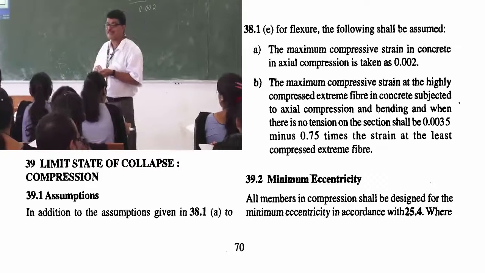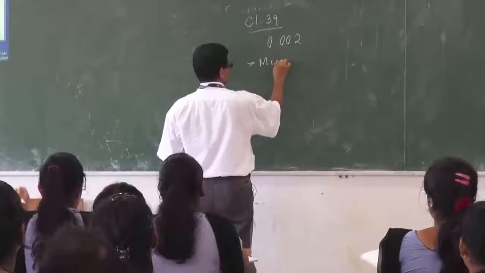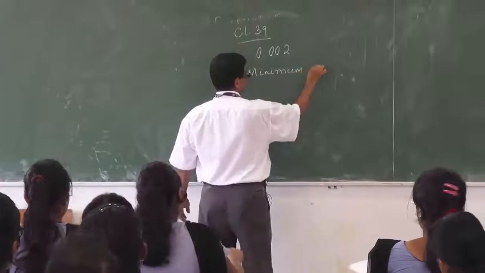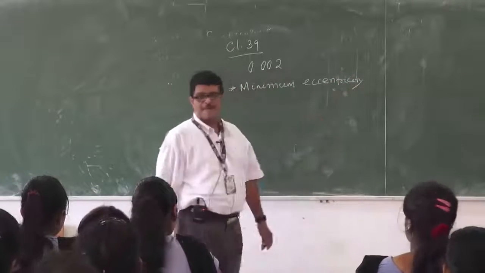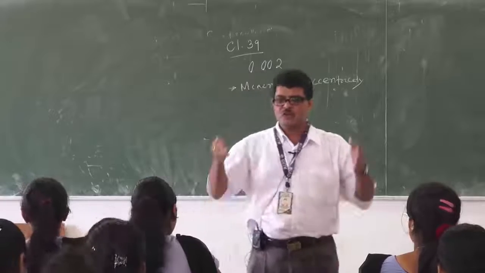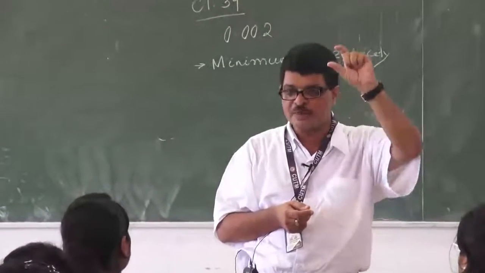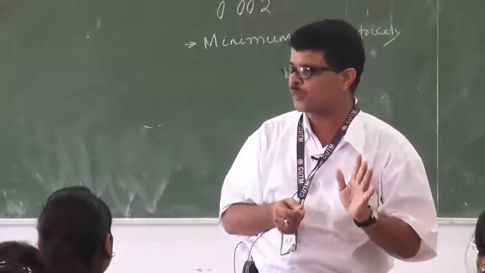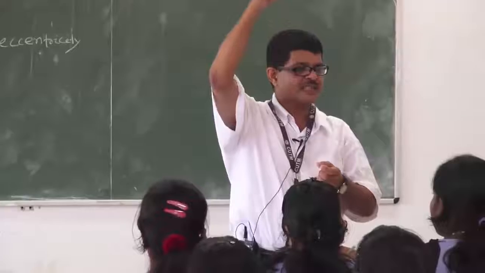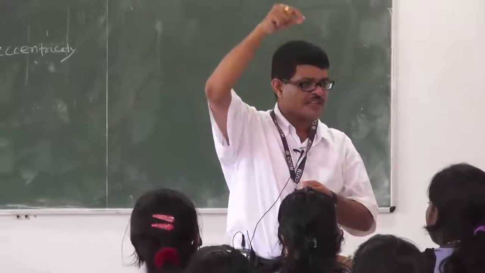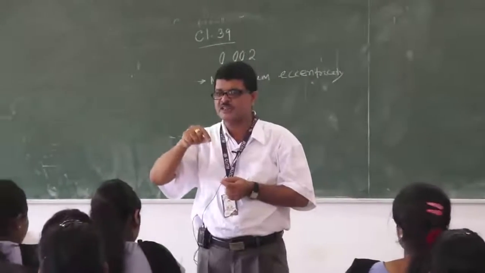Now we come to minimum eccentricity. What is minimum eccentricity? Suppose you think of axial load, what does it mean? The line of action of the load and the CG line of the column coincide. That is the meaning of an axially loaded column. Axially loaded column means you have a center of gravity line of the column and a line of action of the load, and both coincide. That is called axially loaded.